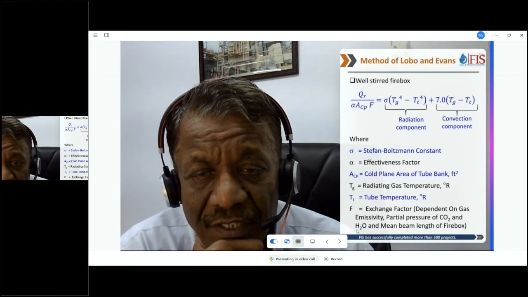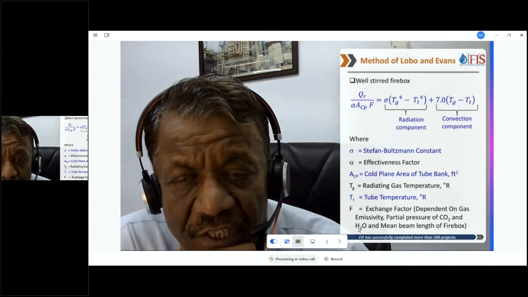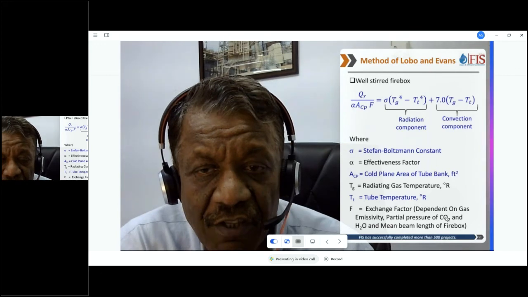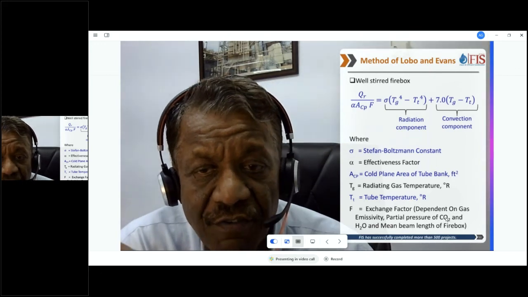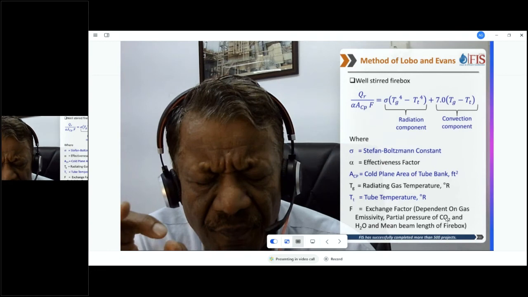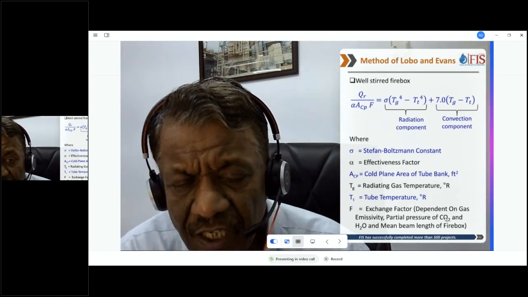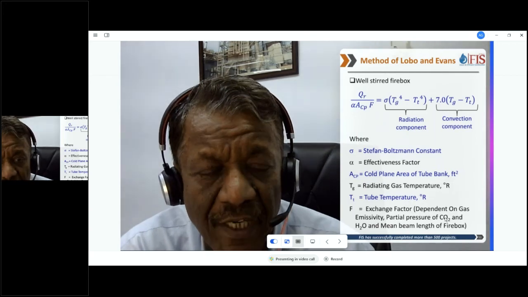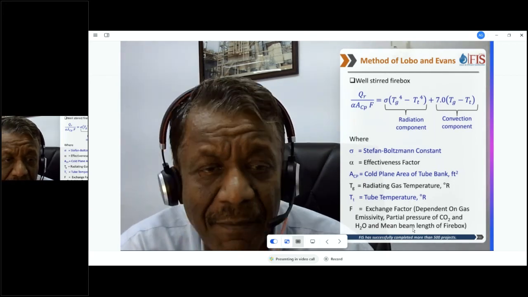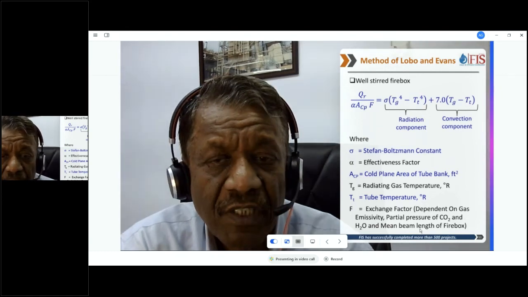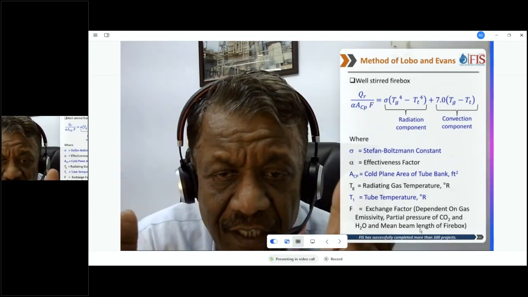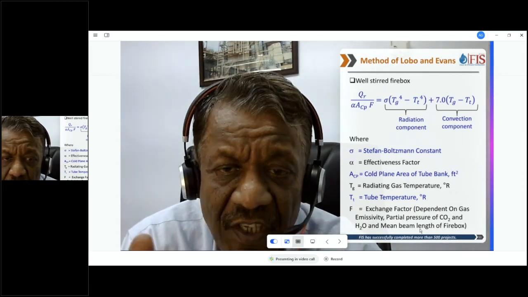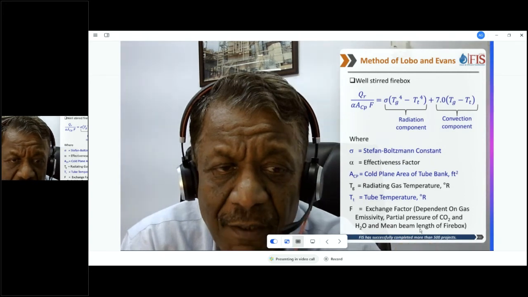These are the two molecules which are triatomic, and these are the ones which are responsible for radiation of heat from these molecules to the tubes. So that's what it is dependent on, and then the mean beam length. Mean beam length is basically the length, the breadth, and the height, the three factors which we have. We use that to calculate the mean beam length of the firebox.